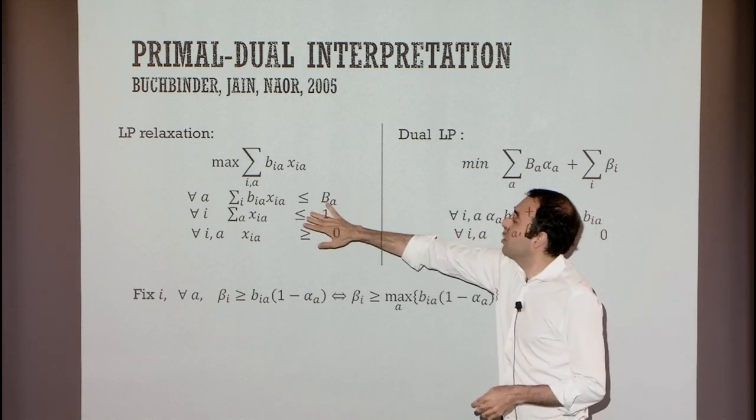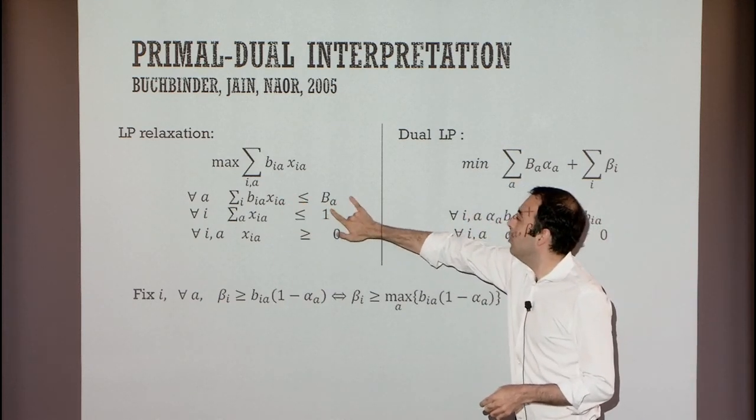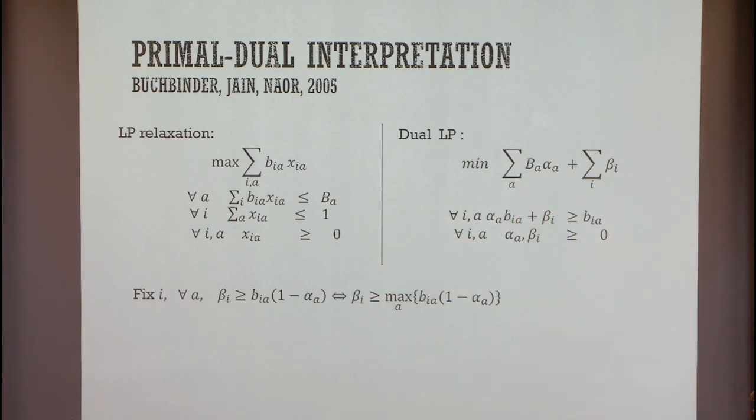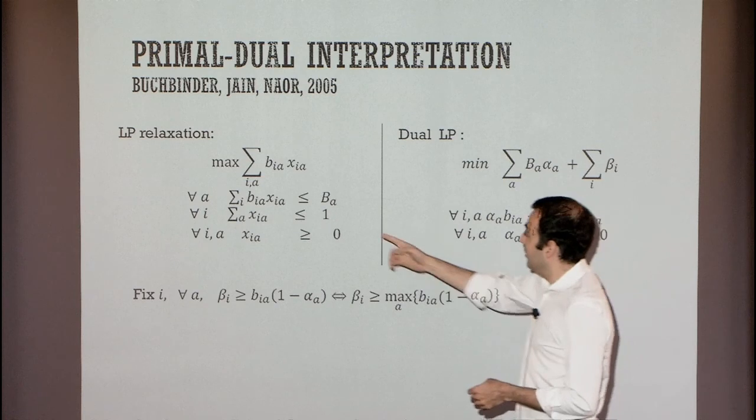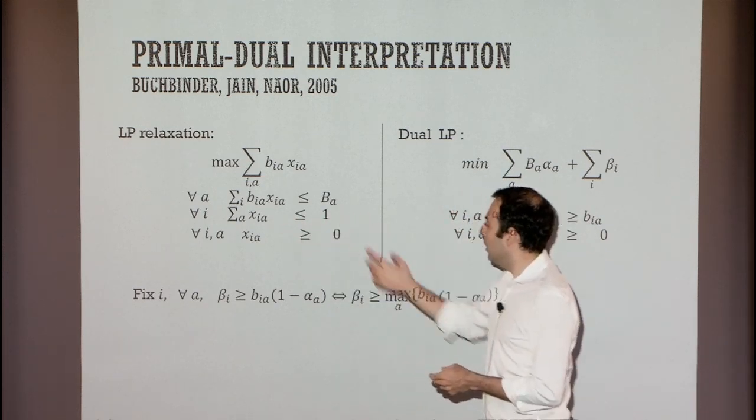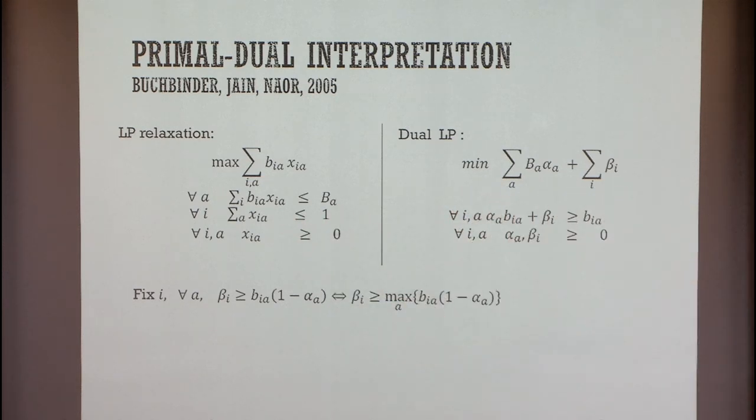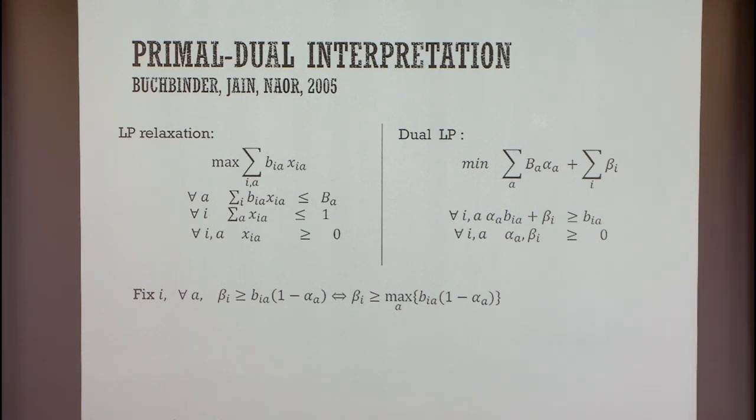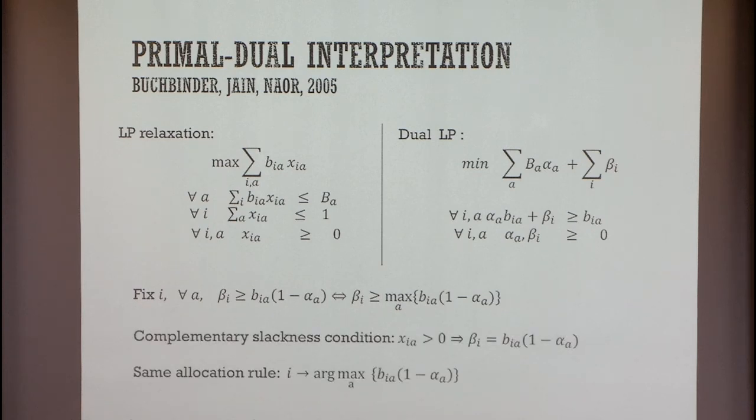The amount that you're extracting from every advertiser is no more than his or her budget. Every query that arrives, you can give to at most one bidder, and the x_ij are bigger than or equal to 0. You write the dual, and the complementary slackness conditions here are very similar to matching LP.